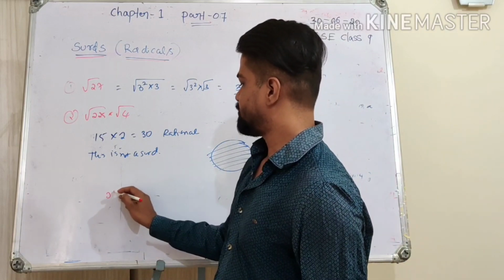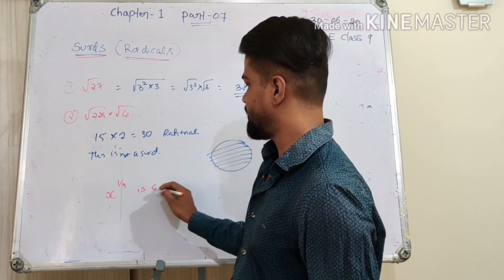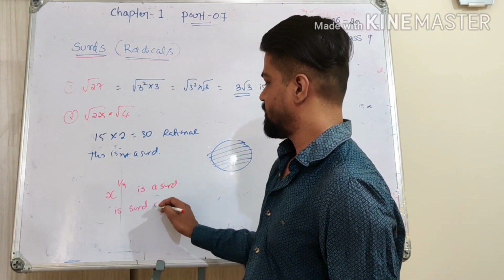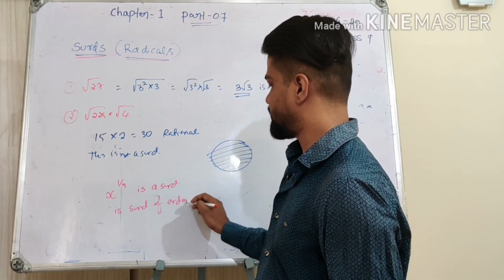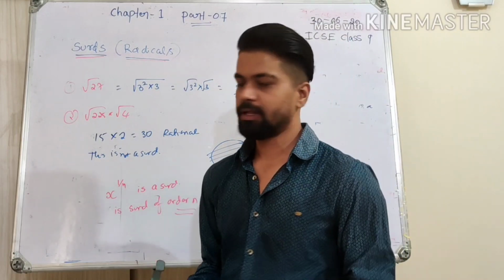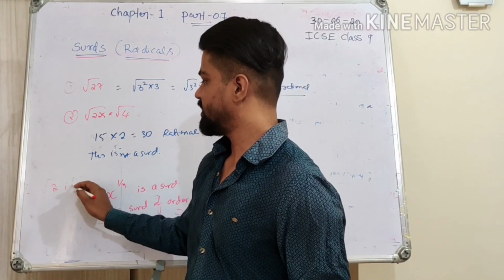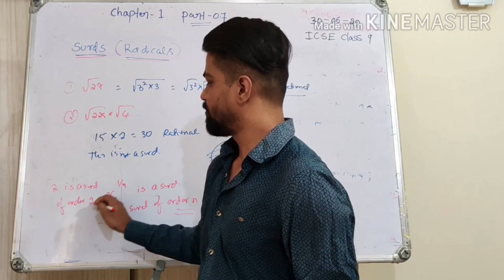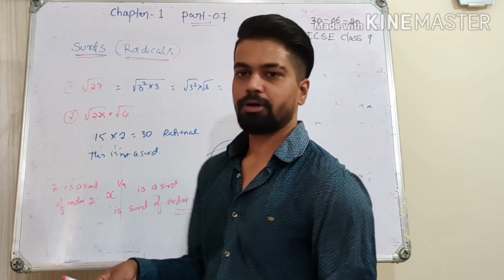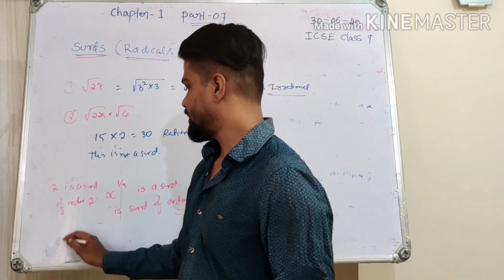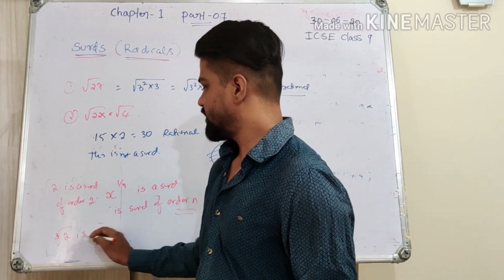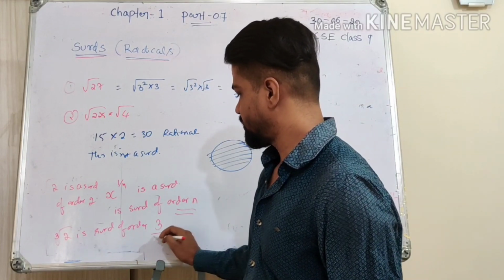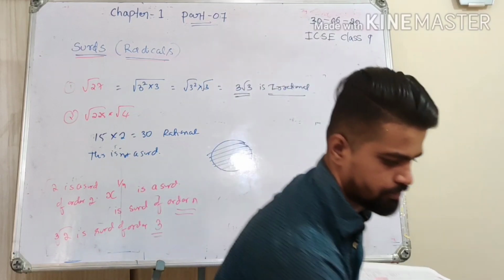And when I say x power 1 by n is a surd, it is a surd of order n. We say that n is the order of the surd. That means square root of 2 is a surd of order 2, that is 2 power 1 by 2. And cube root of 2 is a surd of order 3. Remember that.